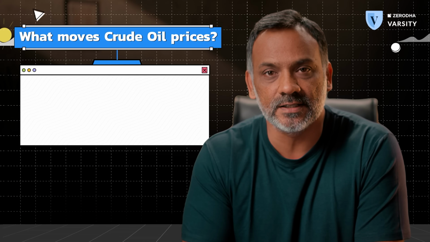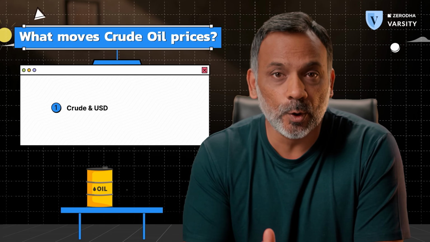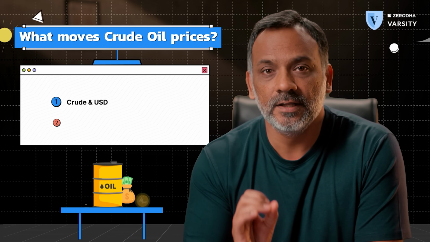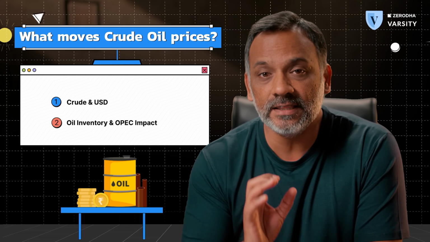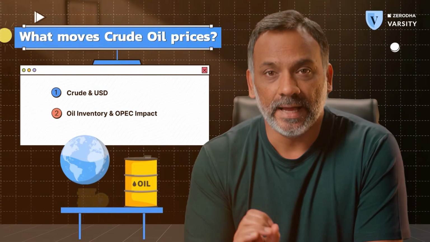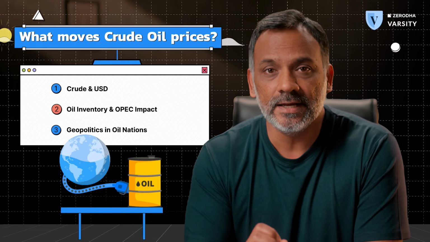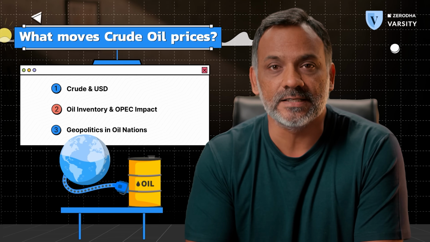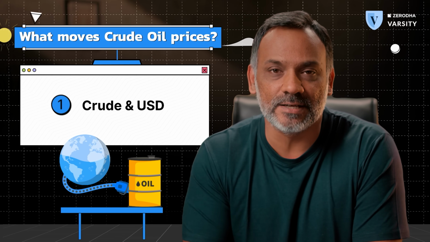Broadly speaking, there are three important points that you need to pay attention to. The relationship between crude oil and the US dollar, the crude oil inventory data and the outcome of OPEC meetings, and thirdly, geopolitical play, especially in oil-producing countries. Let's talk about the USD first.